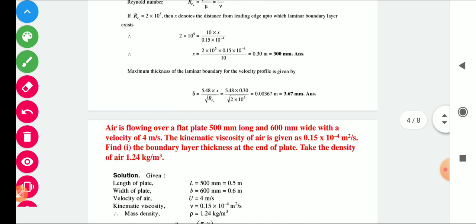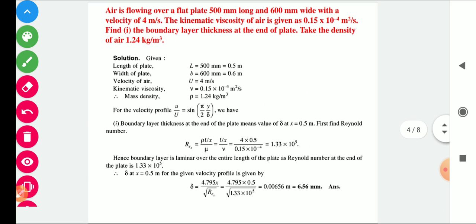Now moving to the third problem. Air is flowing over a flat plate 500 mm long and 600 mm wide with a velocity of 4 meter per second. The kinematic viscosity of air is given as 0.15 into 10 to the power minus 4 meter square per second. Find the boundary layer thickness at the end of the plate. Take the density of air as 1.24 kg per meter cube.